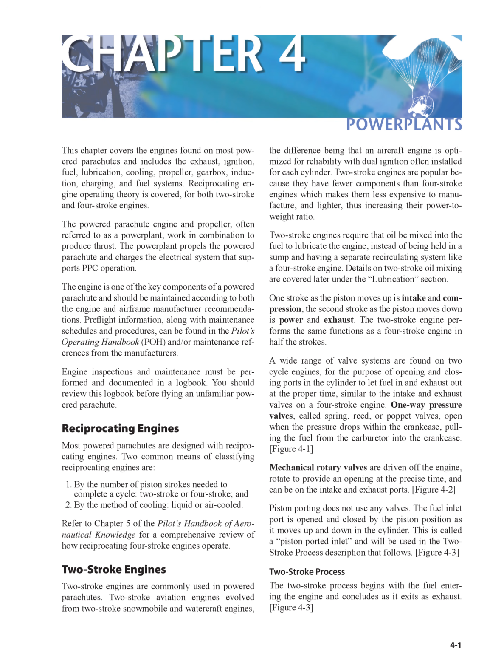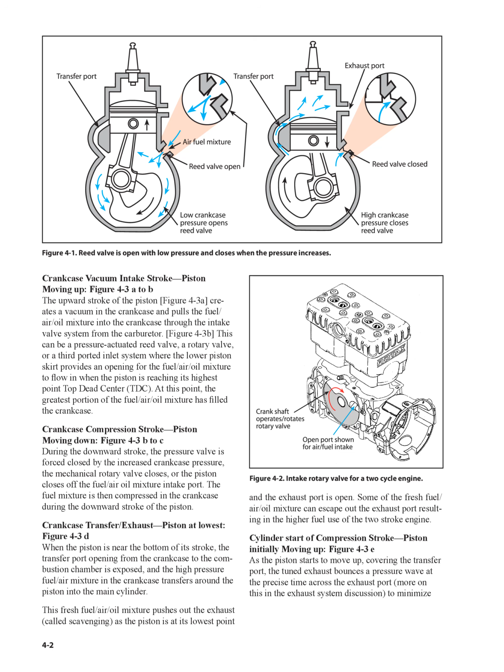Figure 4.1, mechanical rotary valves are driven off the engine, rotate to provide an opening at the precise time, and can be on the intake and exhaust ports. Figure 4.2, piston porting does not use any valves. The fuel inlet port is opened and closed by the piston position as it moves up and down in the cylinder. This is called a piston-ported inlet and will be used in the 2-stroke process description that follows. Figure 4.3, 2-stroke process. The 2-stroke process begins with the fuel entering the engine and concludes as it exits as exhaust.